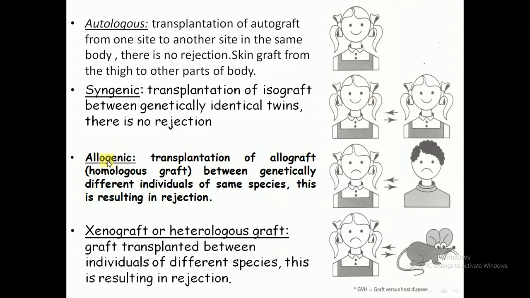Another term is allogenic, which is transplantation of an allograft, a homologous graft between genetically different individuals of the same species, and this results in rejection. This is the same species, human to human, but genetically different. And xenograft, also called heterologous graft, is a graft transplanted between individuals of different species, between animal and human. This results in rejection. So rejection occurs here, and there is no rejection in the first and second terms.